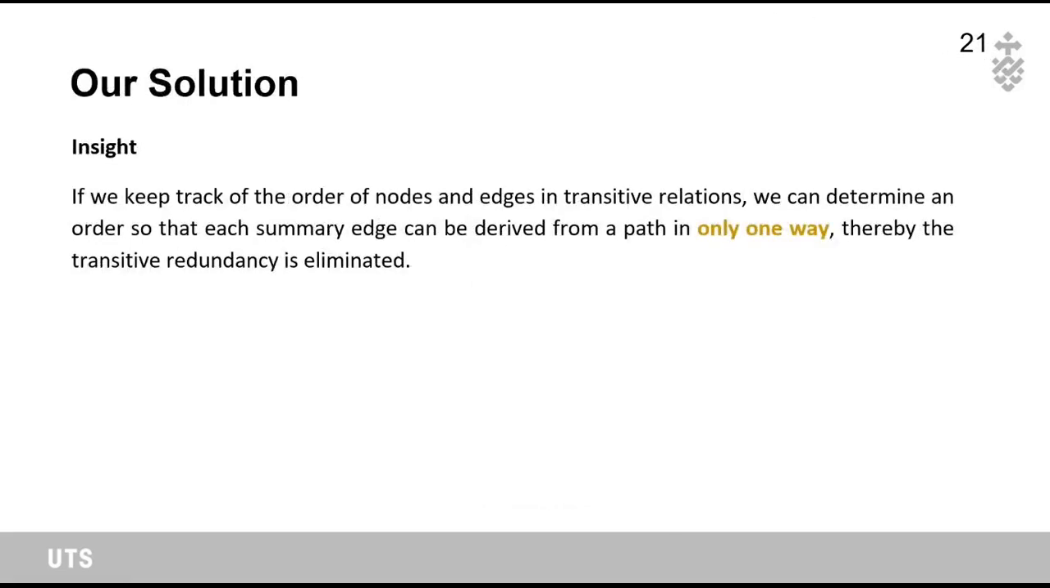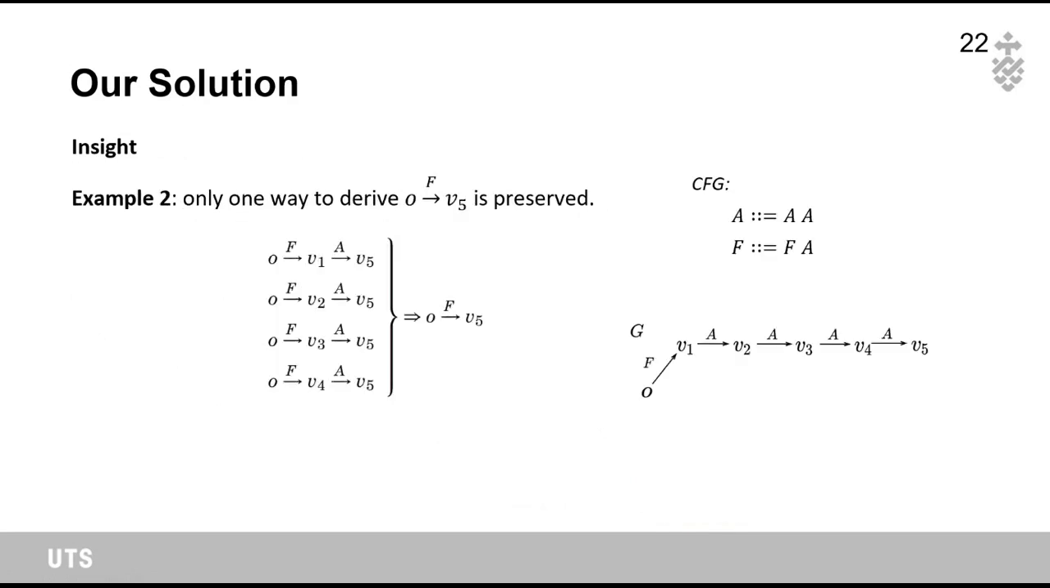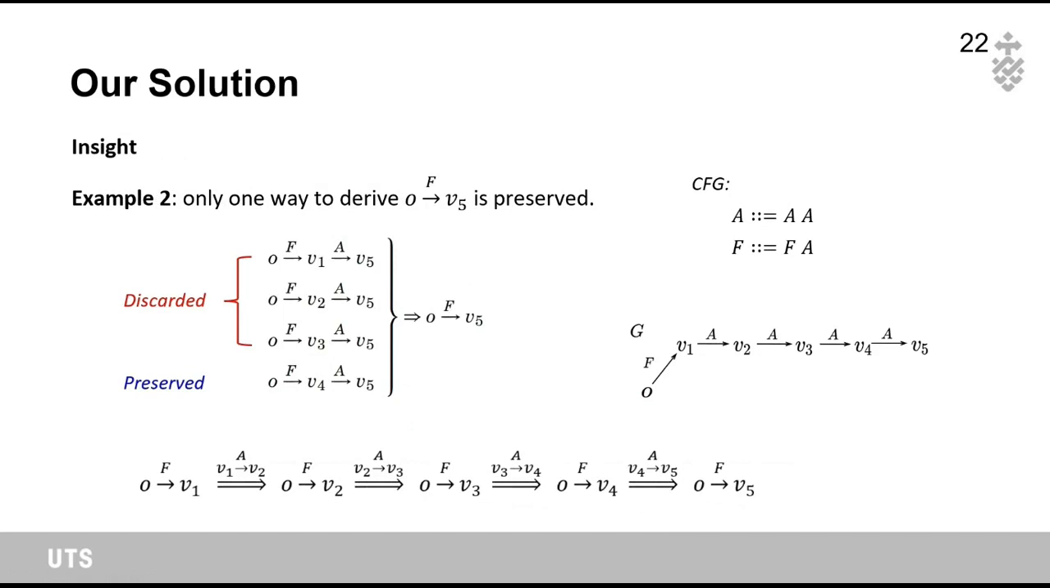Our insight is that if we keep track of the order of nodes and edges in transitive relations, we can determine an order so that each summary edge can be derived from a path in only one way. Thereby, the transitive redundancy is eliminated. For the first example, if we only consider inducing edges from the head to the tail, then the second way for deriving the edge v1, a, v4 can be discarded. Similarly, in the second example, by only inducing edges from the head to the tail, only the last way to derive the edge O, f, v5 is preserved.